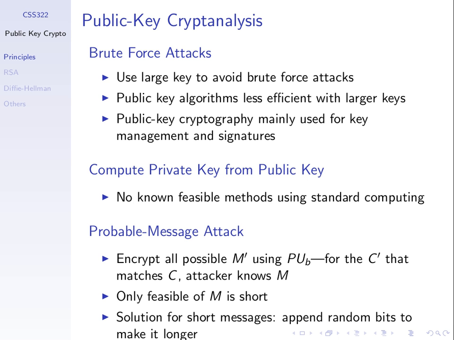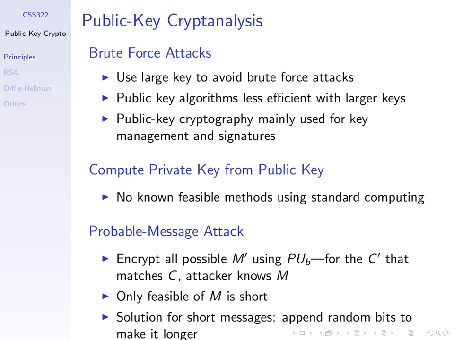The problem with public key algorithms in practice is that the larger the key that is used, the less efficient they are. That is, the longer they take to do the encryption. So we want a large key to avoid a brute force attack, but we want a small key so that when we encrypt something, it's fast. So there's a trade-off there.